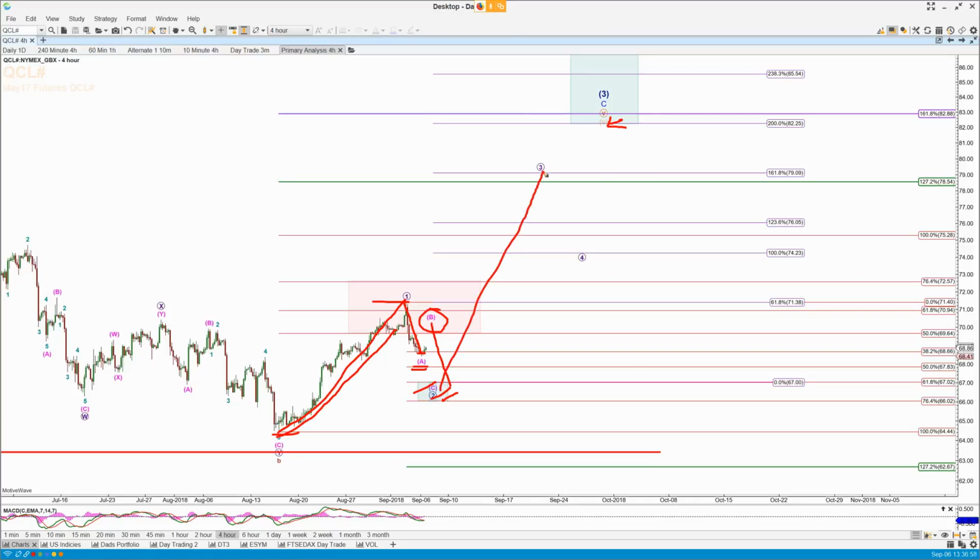and then get a C. So target for the wave 2, ideally 66.02, and then the 3, 4, 5, and it targets quite a bit higher up. I think we're going to go to that 91 area if this pattern holds and plays out. So at the moment, looking for the B up, C down, and then the bigger move to the upside in CL.